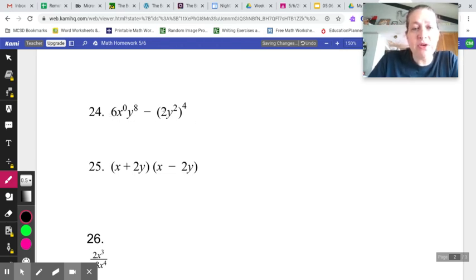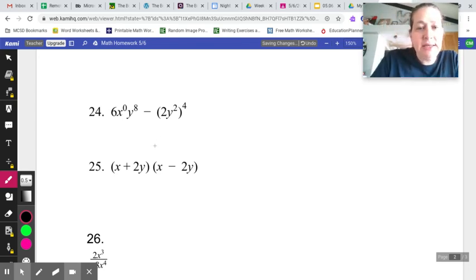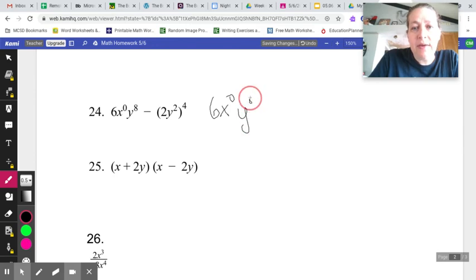Before we can subtract, we have to take care of the ones that are raised to the fourth power. So 2 to the fourth is 16. So this is 6x to the 0, y to the 8th minus 16. And then 4 times 2 is 8. So y to the 8th.